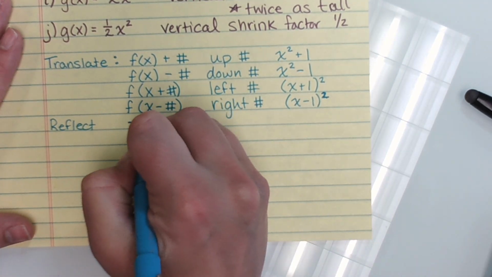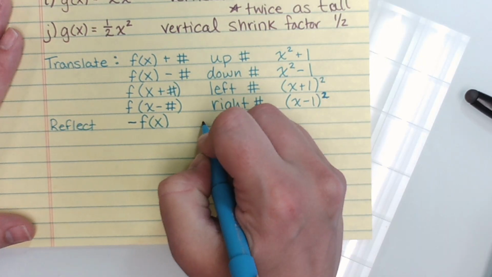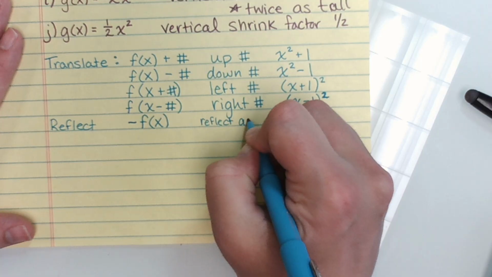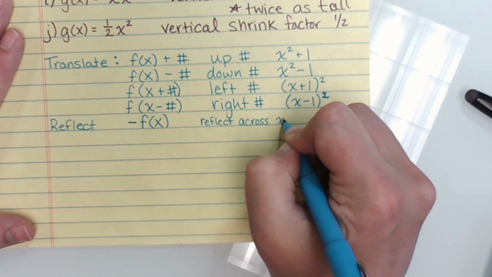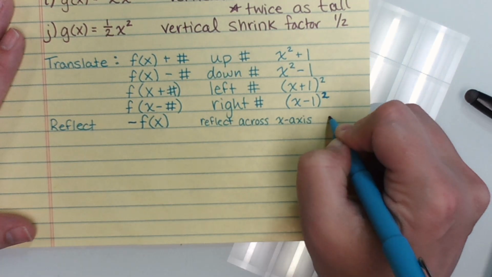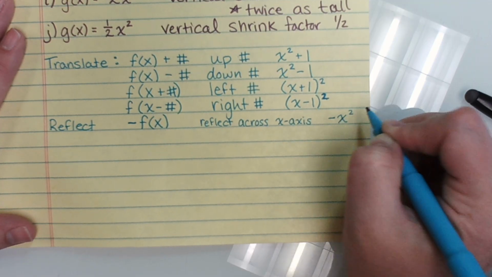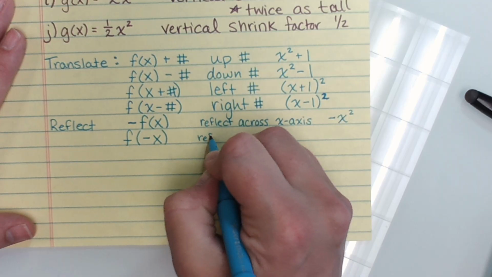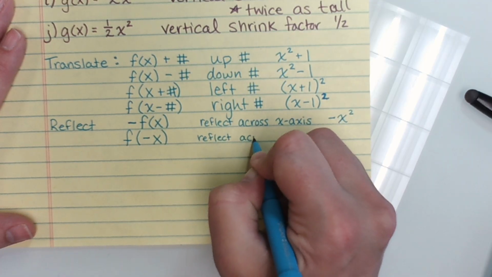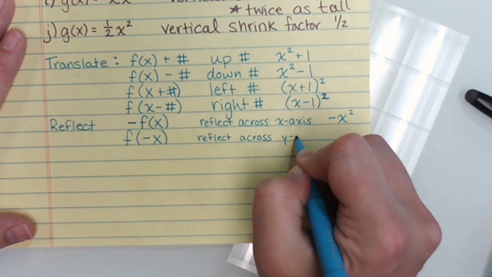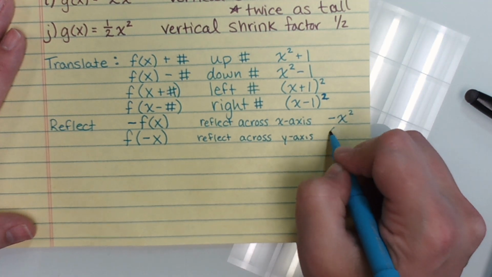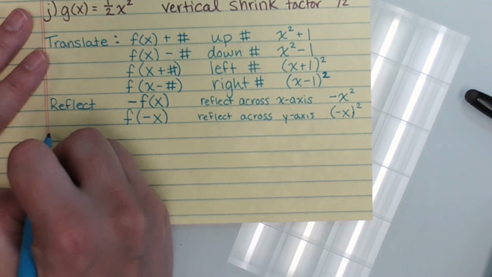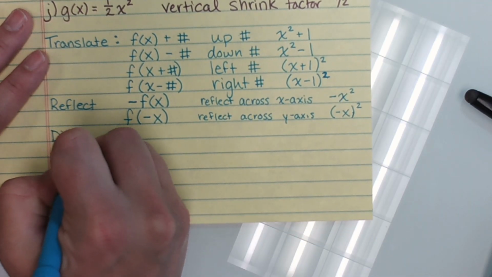Reflections. If you put a negative in front of the function, it's going to reflect across the x-axis. While if you put the negative directly in front of the x, it's going to reflect across the y-axis. And we are almost done. We've got 2 more lines to write and then we're done.